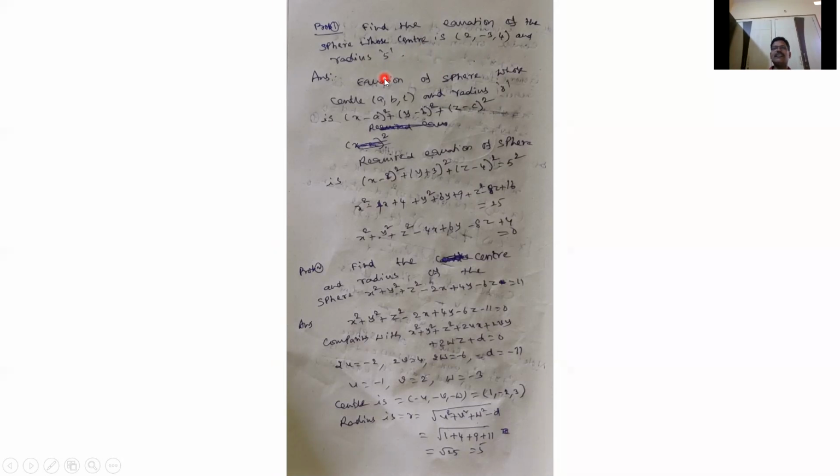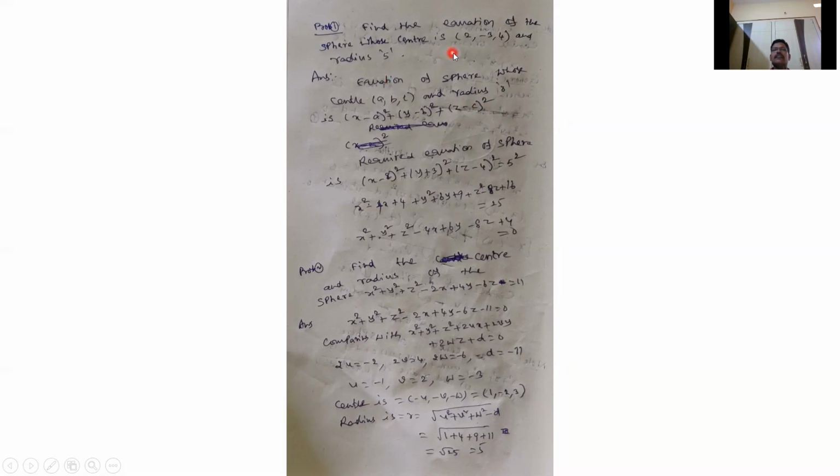Here the center of the sphere and the radius are given. We know that the equation of the sphere whose center is (a, b, c) and radius r is x minus a whole square plus y minus b whole square plus z minus c whole square equal to r square.